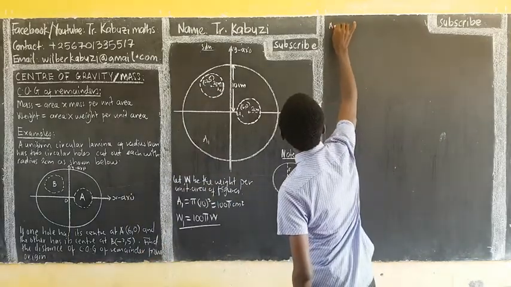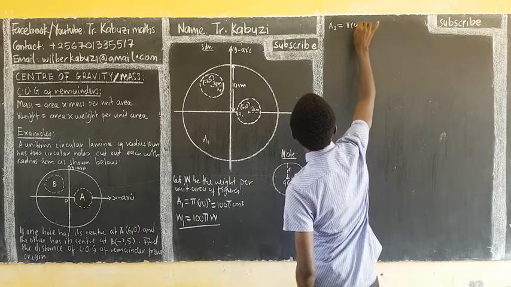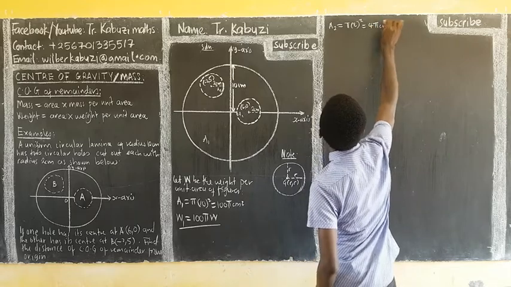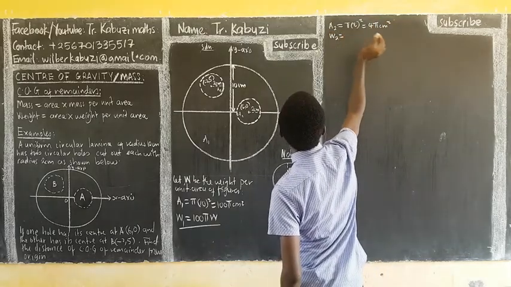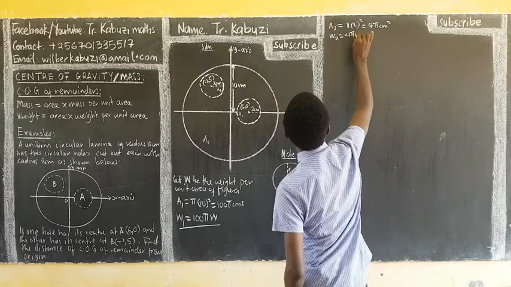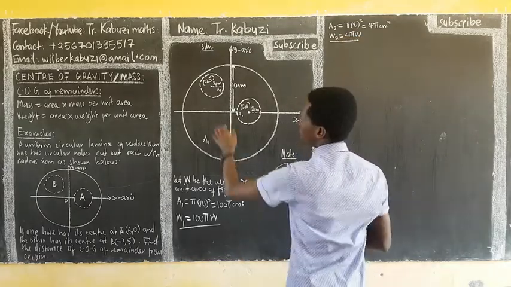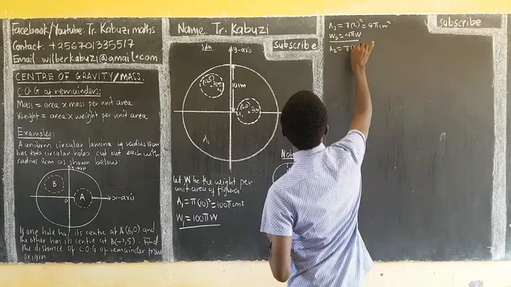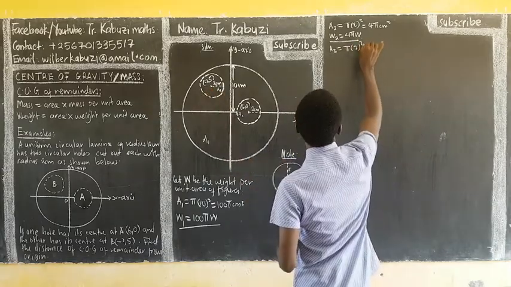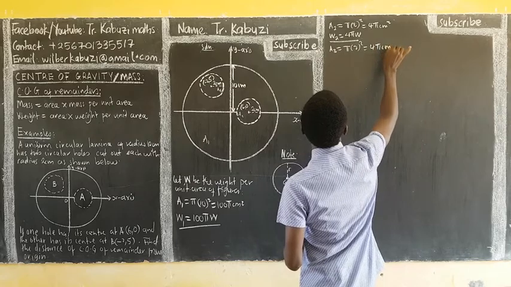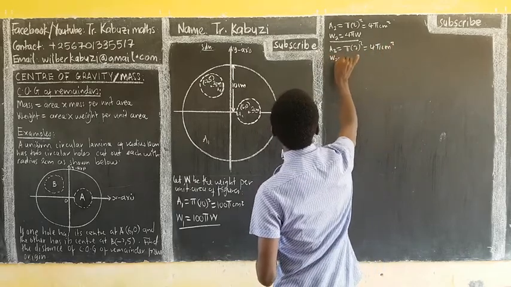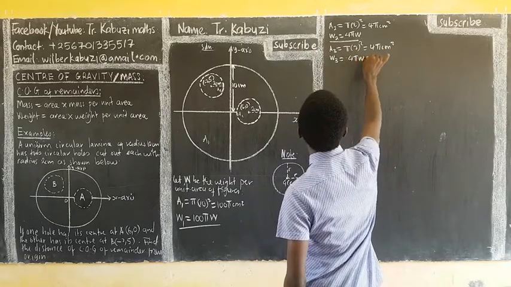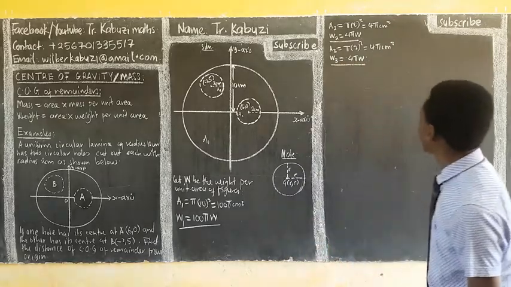Then we come to the area of the second, which is going to be pi times 2 squared, which is 4 pi centimeters squared. So the weight of the second is going to be 4 pi W. Now we come to this one, area 3, which is still pi times 2 squared because the radius from here up there is 2. It's 4 pi centimeters squared, so the weight of the third is going to be 4 pi W.